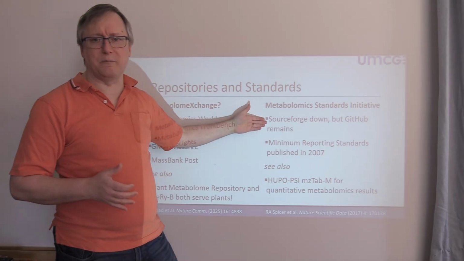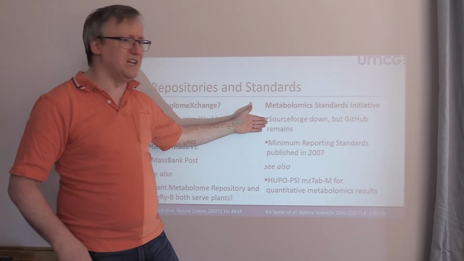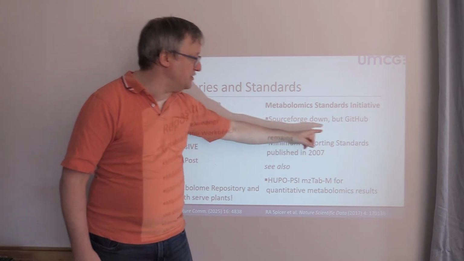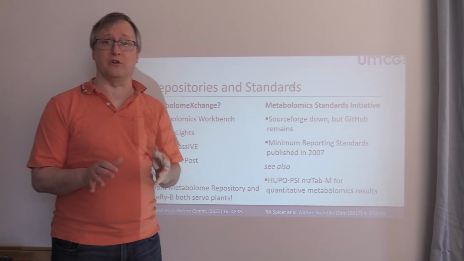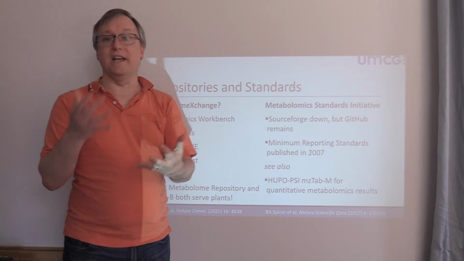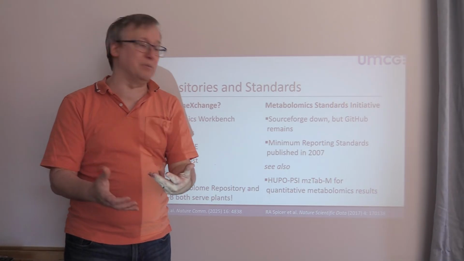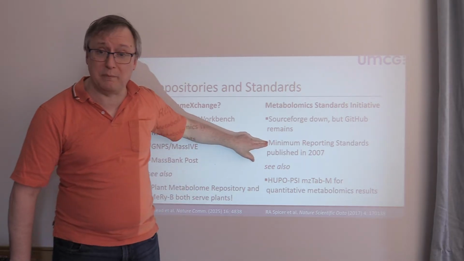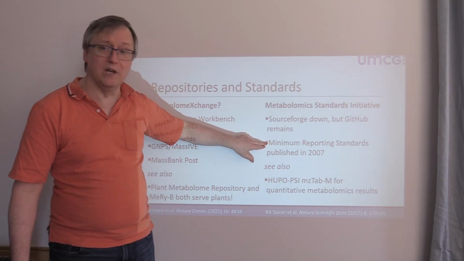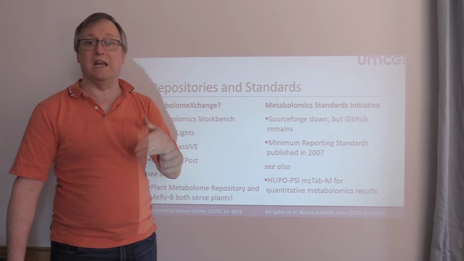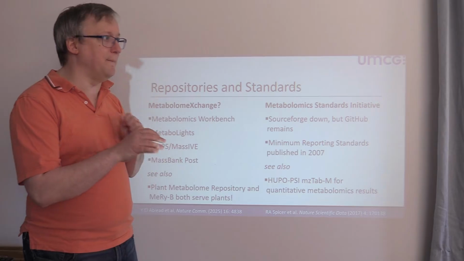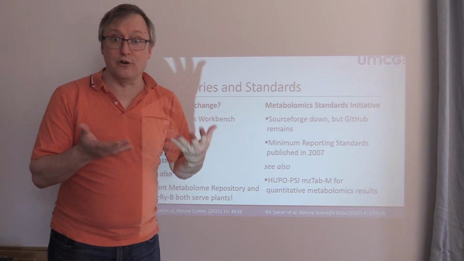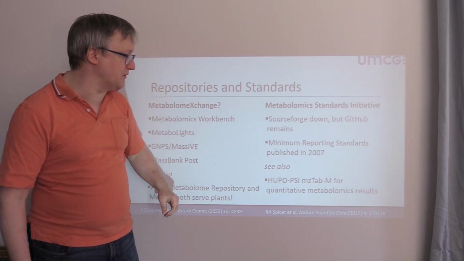The SourceForge page that you get through a Google search is down, but they do have a GitHub site that still remains and provides a lot of useful information for understanding what should I include, for example, when I'm writing a paper about metabolites. They published a guide to this in 2007 and have done a follow-up study to see how many people in metabolomics are continuing to follow that standard for what gets included in the publication.